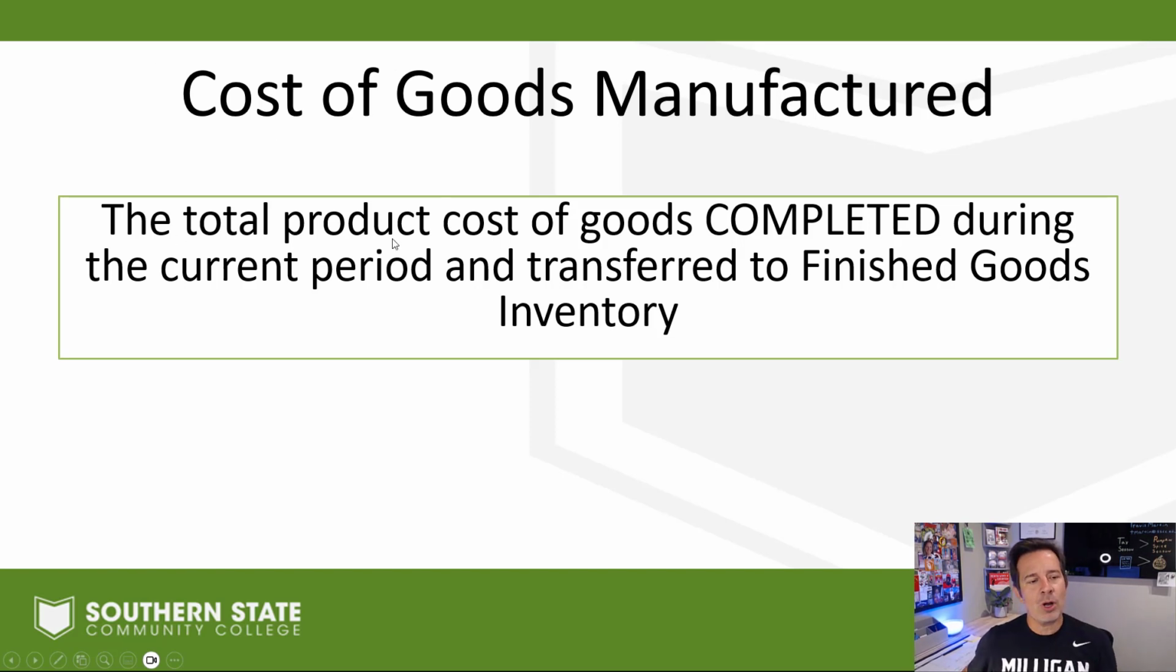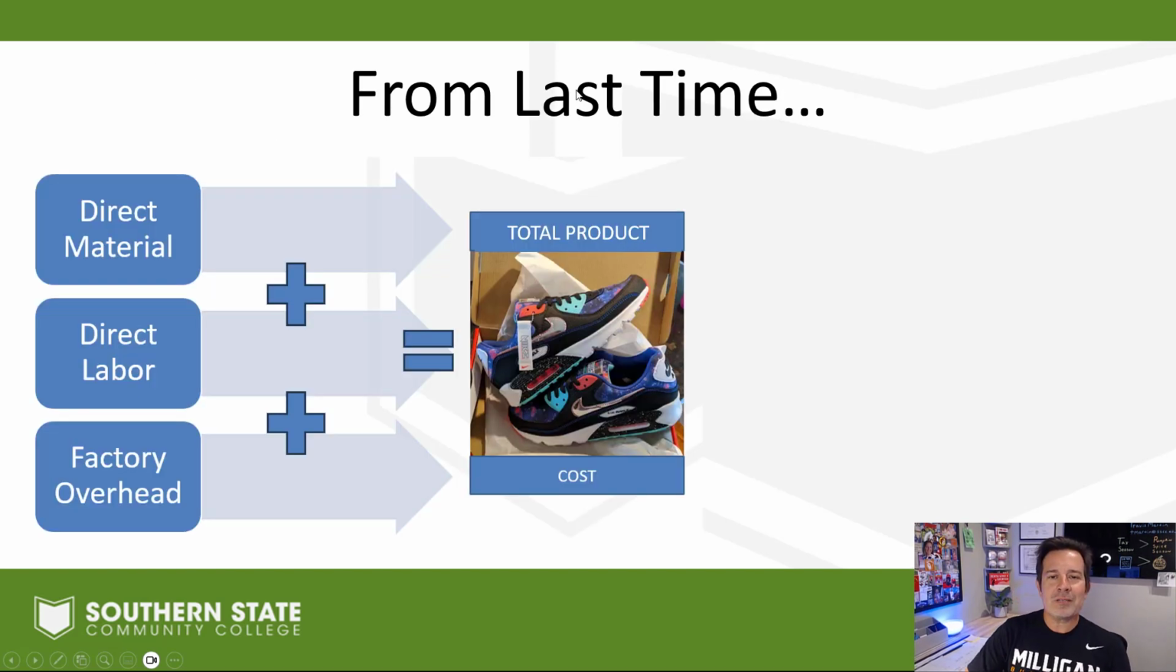You may think back to our last video. Last time we talked about our three components of product cost, of manufacturing cost. We have our direct material, our direct labor, our factory overhead. You throw it all into the pot, you stir it up, you add it together, and you get total product cost. Pretty simple concept. You think about that and you think about the definition I just gave you.